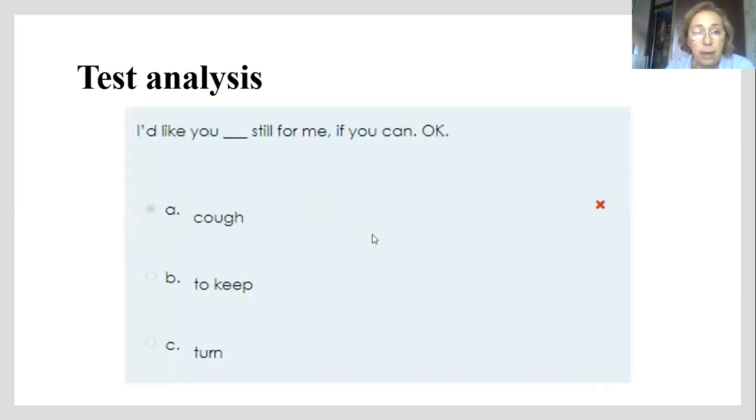Well, the next slide deals with when a doctor asks a patient to do something for him, and the doctor wants to be polite. Of course, the doctor can say, "I'd like you," and we can use anything here: cough, keep, turn. Keep still for me. We should pay attention to the structure of the sentence, and we have still, which collocates with keep: keep still for me, if you can.